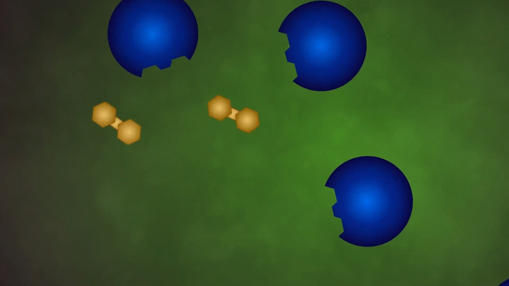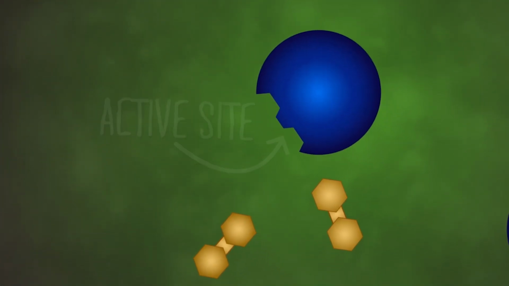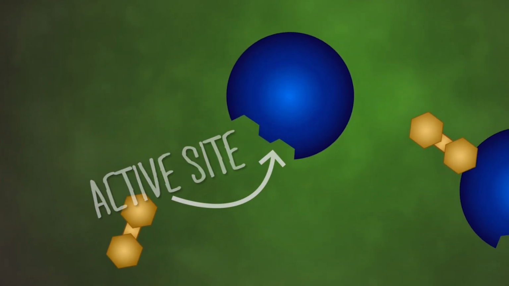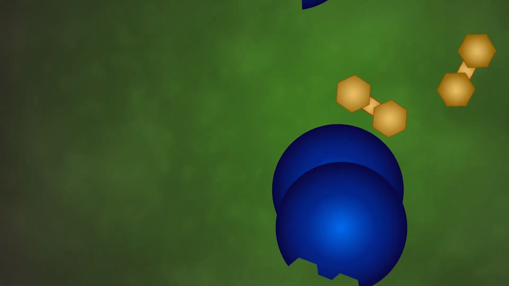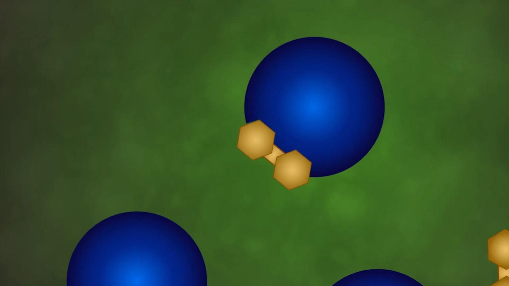For the enzyme to work, the substrate has to fit into the active site. If the substrate doesn't have a complementary shape to the active site, then the reaction won't be catalyzed. Because of this specific shape that's needed, this is described as the lock and key mechanism.